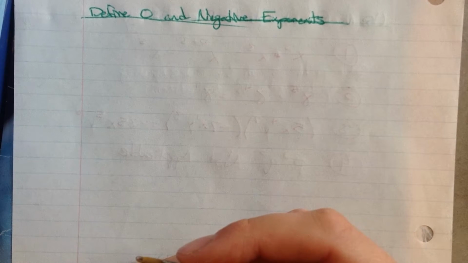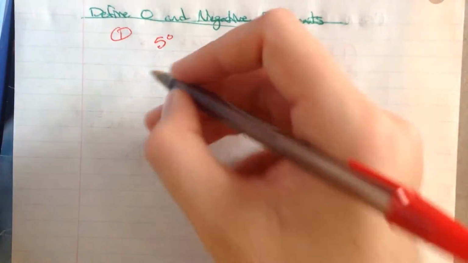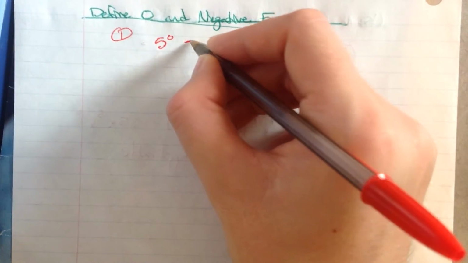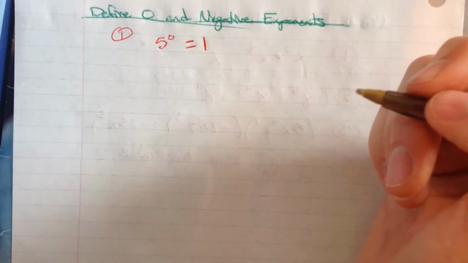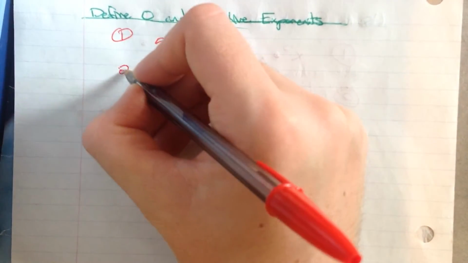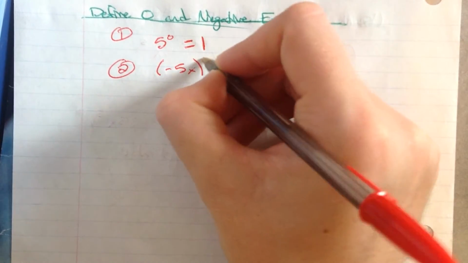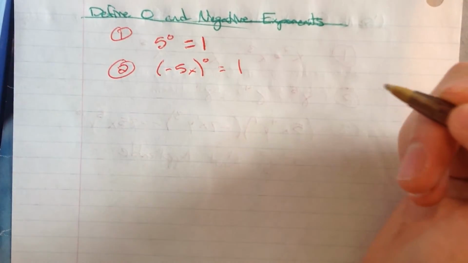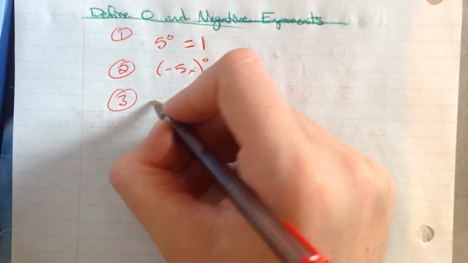Defining 0 and negative exponents. So if we want to evaluate, let's say we have 5 to the 0 power. Well, anything to the 0 power, absolutely anything, is 1. So anything to the 0 power is 1. So if I have negative 5x all raised to the 0, doesn't matter. It's still 1. But here's where something different happens.